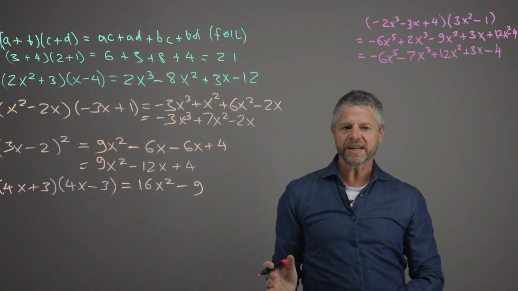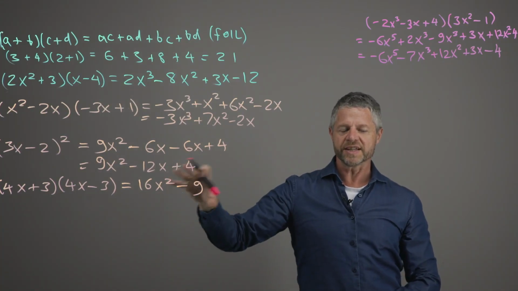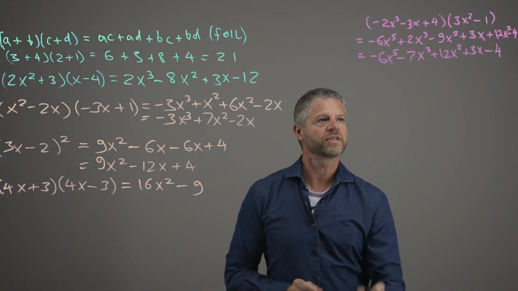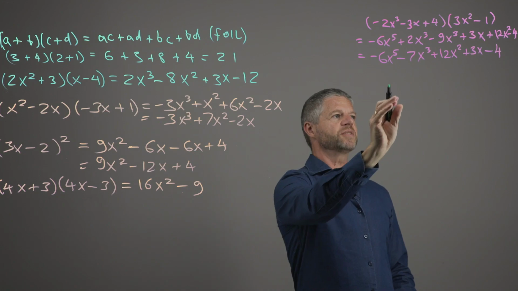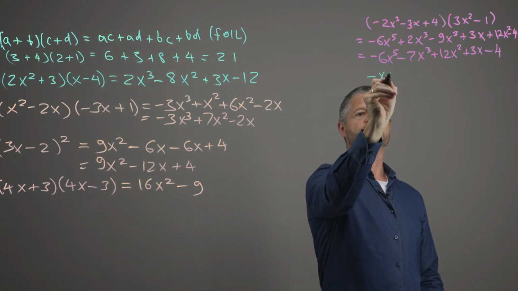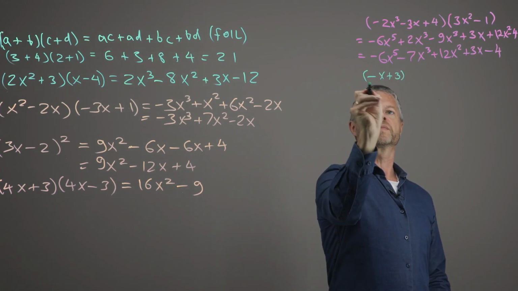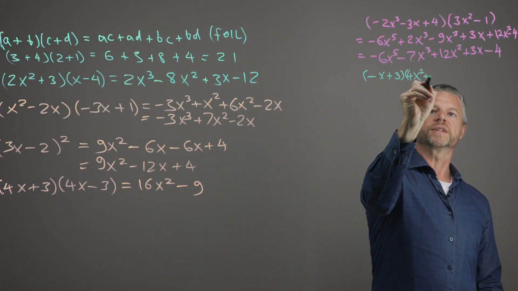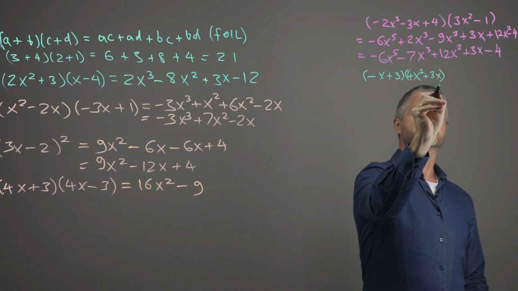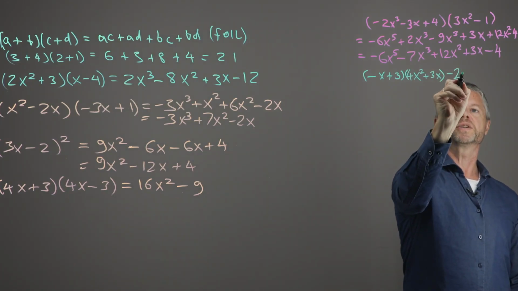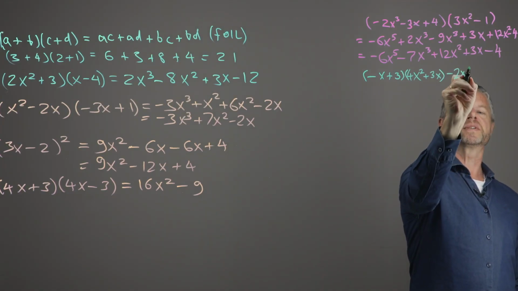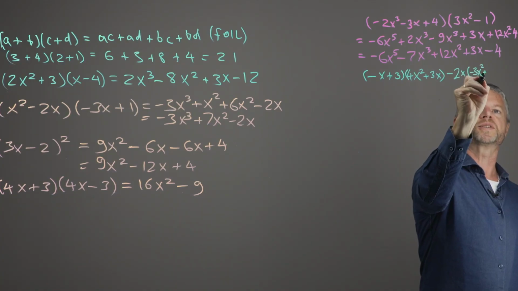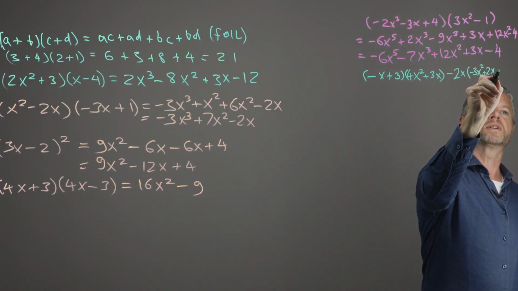We can also combine the ideas from this video with the ideas from the last video and work with examples like the following. So let's do minus x plus 3. We'll multiply it by 4x squared plus 3x. And then we'll subtract 2x times minus 3x squared plus 2x plus 4.